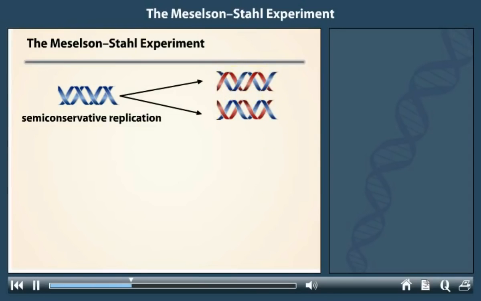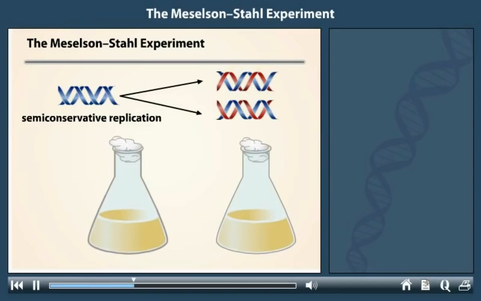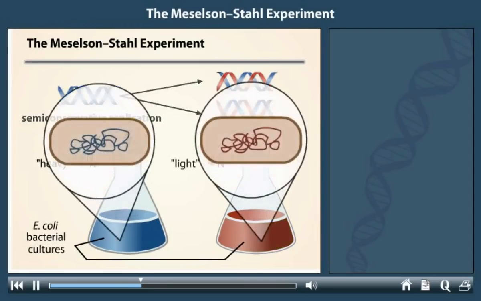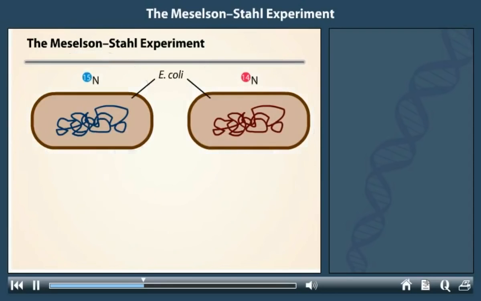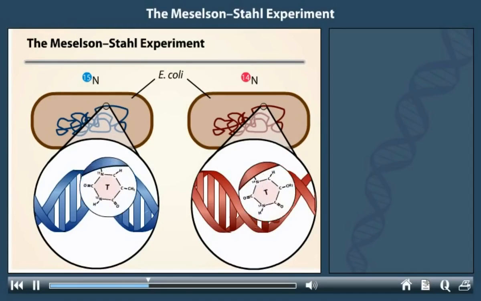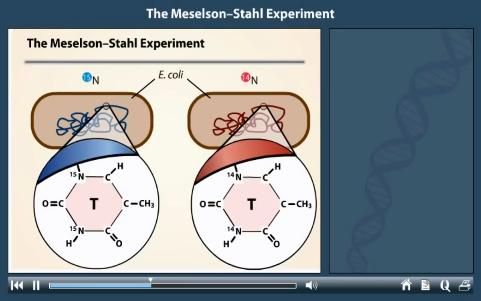They distinguished the two by labeling them with isotopes. They grew Escherichia coli bacteria in the presence of either a heavy isotope of nitrogen, N15, or the ordinary light isotope, N14. After many generations, the DNA in the bacteria contained either the heavy or the light form of nitrogen, but not both. In this example, the nitrogen atoms in the thymine base are labeled with either the heavy or the light forms of nitrogen.